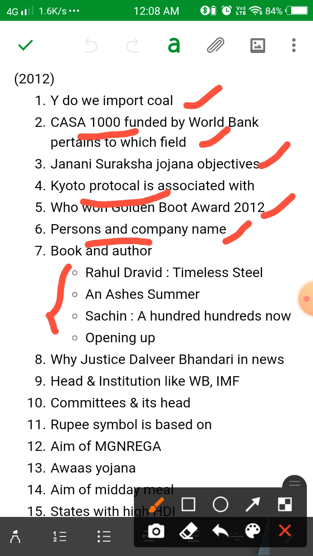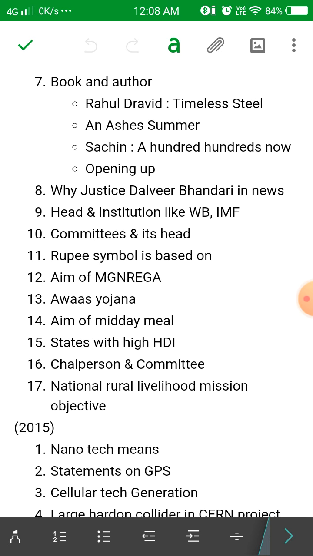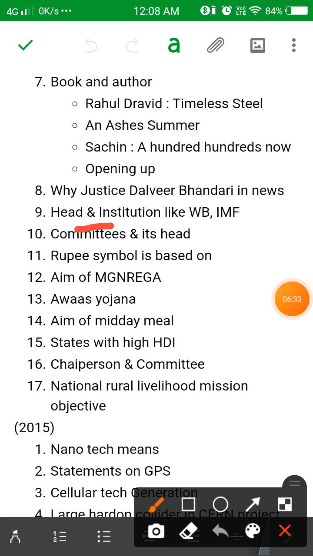And this was also the massive following thing. Next was why was Justice Dalveer Bhandari in news. This was a news related question. And we had this head and institutions, the heads of the institutions and names like who is the secretary, who is the chairman of some of the important institutions.